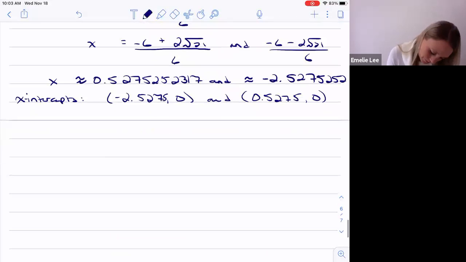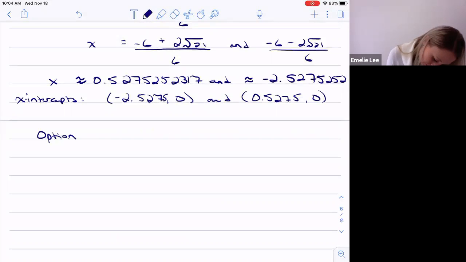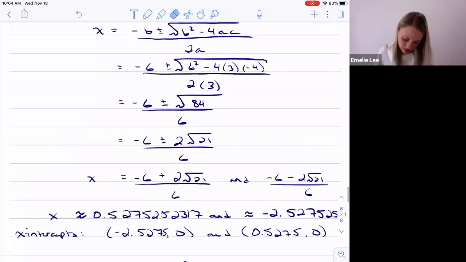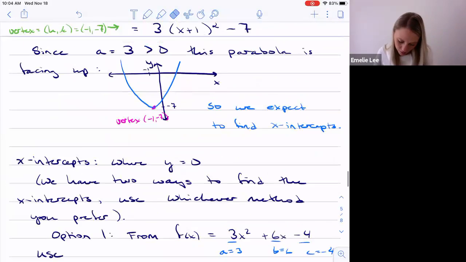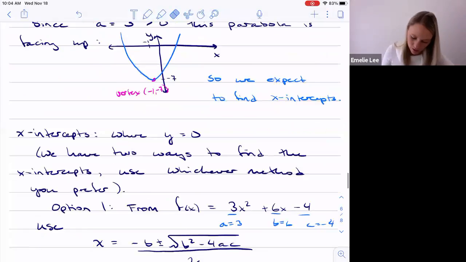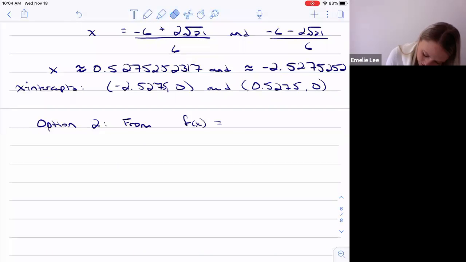Option two is from the standard form, from f of x equals 3 times x plus 1 squared minus 7.